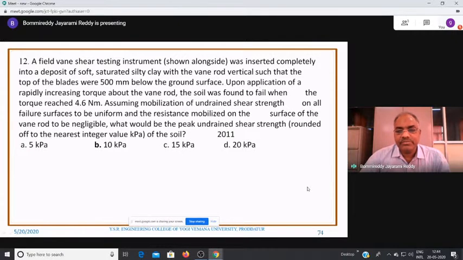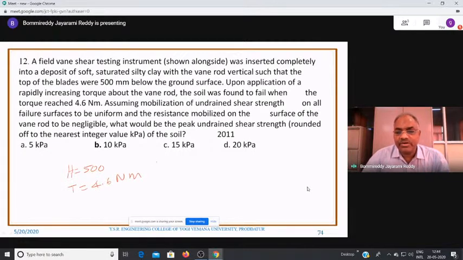Top of the blade is 500 below the ground surface. That means what is the value? H is given as 500 millimeters, the height of the blade. Upon the application of rapidly increasing torque about the vane rod, the soil was found to fail when the torque reached, so torque is given as 4.6 Newton meter.